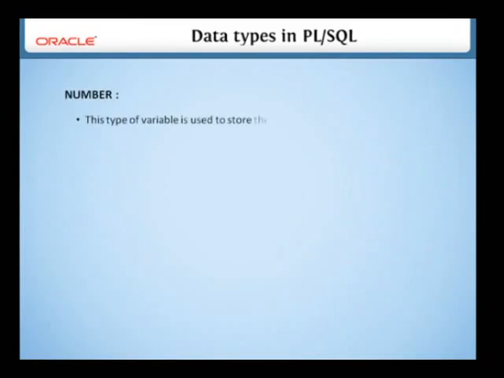This type of variable is used to store fixed and floating point numbers. Let's see the syntax. Number, precision, scale. Here, precision specifies the total number of digits, and scale specifies where the rounding occurs.